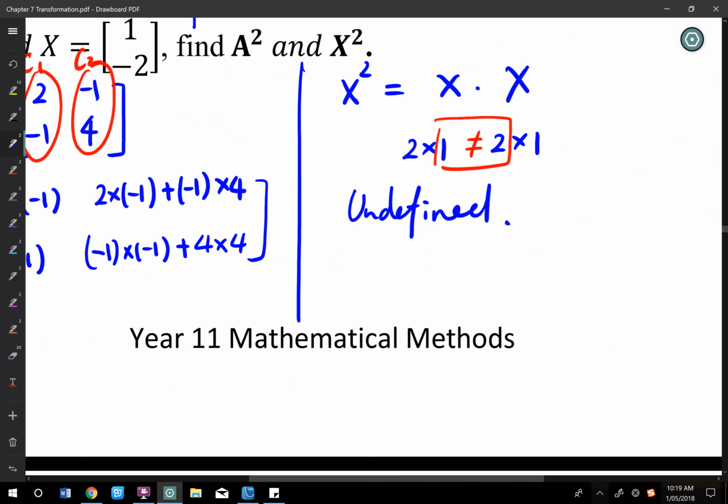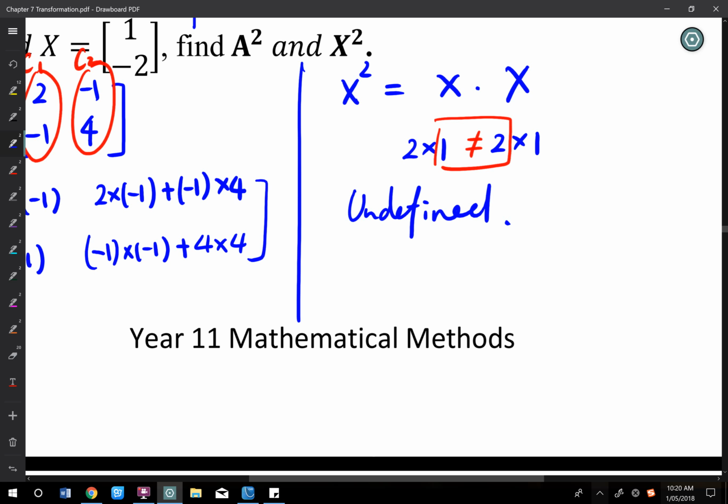But X squared is X times X. X is a 2 times 1 matrix, and X is a 2 times 1 matrix. The middle two numbers are not the same, so it can't be evaluated. So it's undefined for that one. You can't do any operations here. So X squared doesn't exist. We have undefined here.